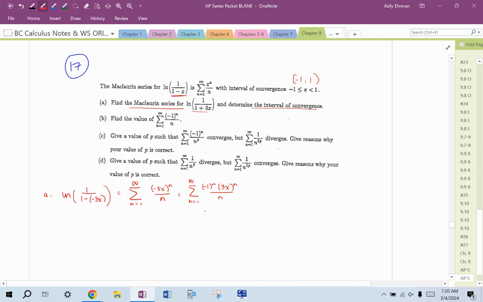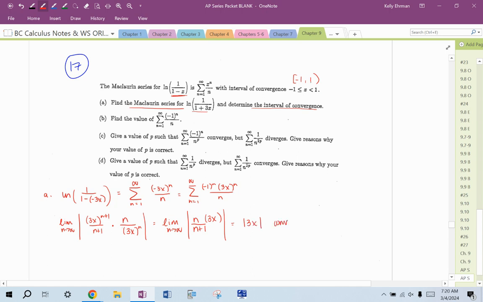Determine the interval of convergence would mean use the ratio test. So the limit as n approaches infinity of the absolute value, so ignore the alternating piece, of 3x to the n plus 1 over n plus 1 times the reciprocal of the nth term, so n over 3x to the n. I'm going to write what that is simplified before I take the limit. So the n over n plus 1 will still be here. We should have 3x to the first left when we divide these out. And so that's going to give us the absolute value of 3x.